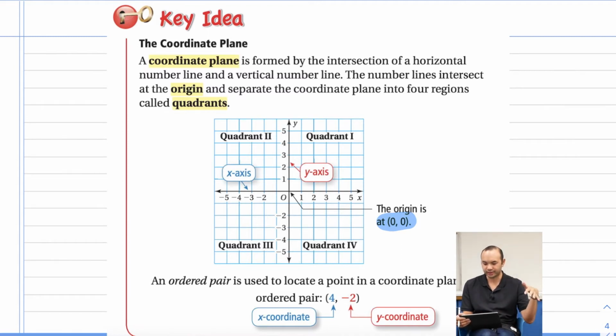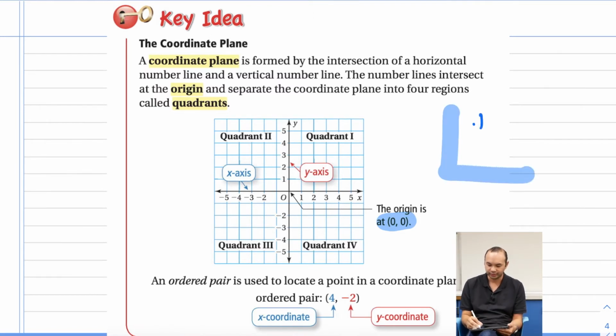And to separate the coordinate plane into 4 regions, they are called quadrants. So there's 4 different regions: quadrant 1, 2, 3, and 4. They go in a counterclockwise order, because quadrant 1 is actually right here, and all of those coordinates are going to be both positive.